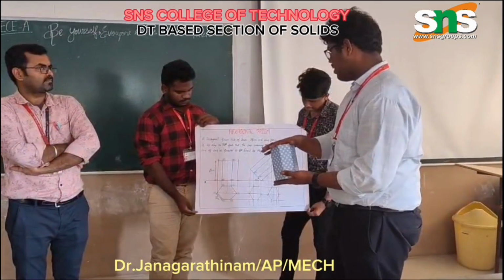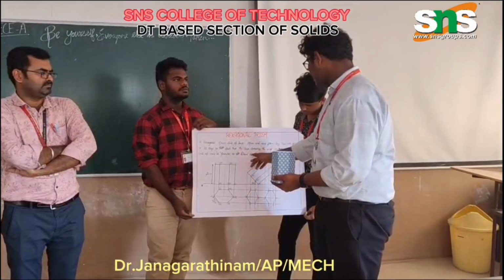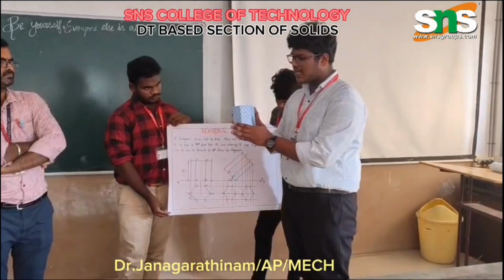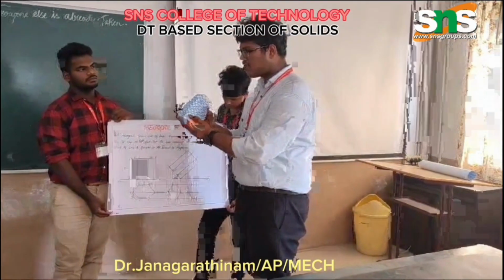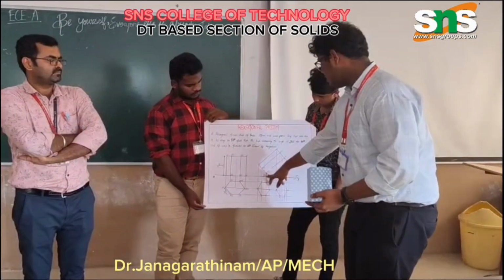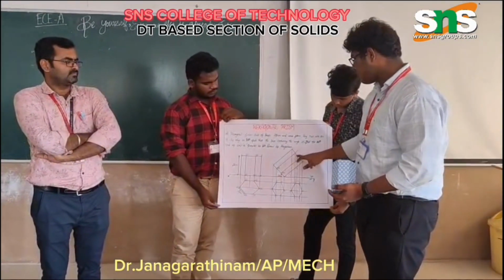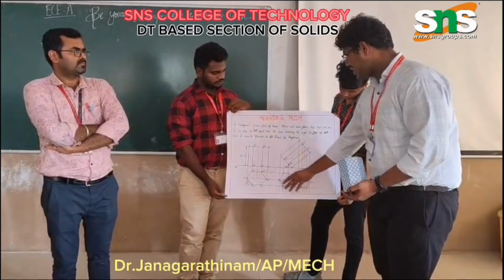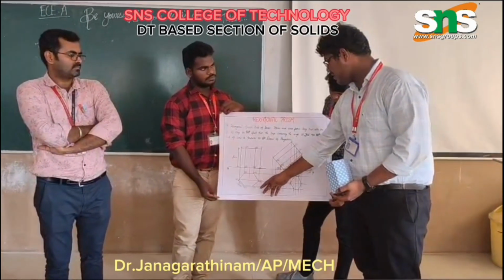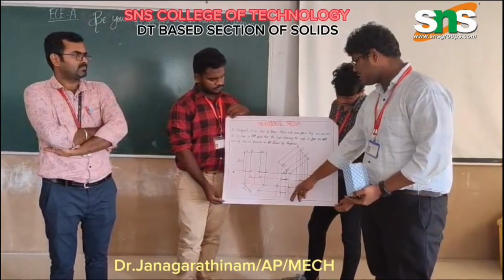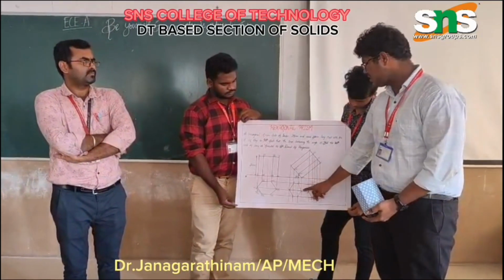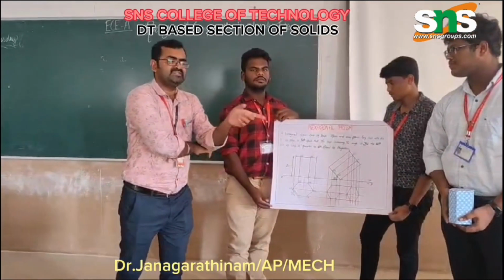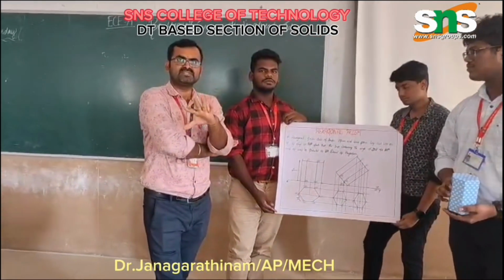Then the solid is inclined to HP at 30 degree. This rectangular face is inclined at 30 degree. So using the projections of this rectangular face and this hexagonal face, the projection of the three-dimensional shape of the hexagonal prism is seen here. So this is the basic problem which is related to the projections of solids.